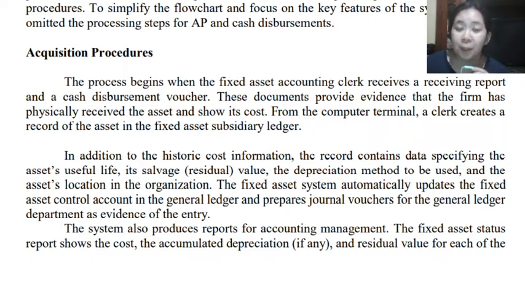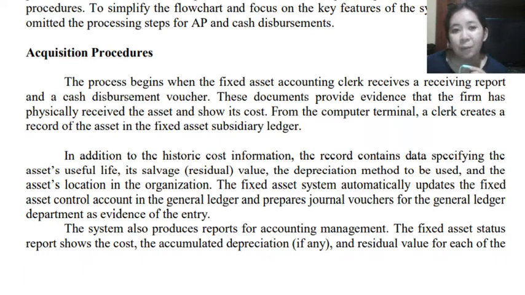So here from the computer terminal, a clerk will create a record of this asset in the fixed asset subsidiary ledger. In addition to the historical amount of the cost information, the record will also contain data specifying the asset's useful life, its residual value, what depreciation method to be used, the asset's location in the organization, and who has the custody over this fixed asset. Here, the system will automatically update also the fixed asset control account in our general ledger and will prepare the journal vouchers for the general ledger department as evidence of this entry.